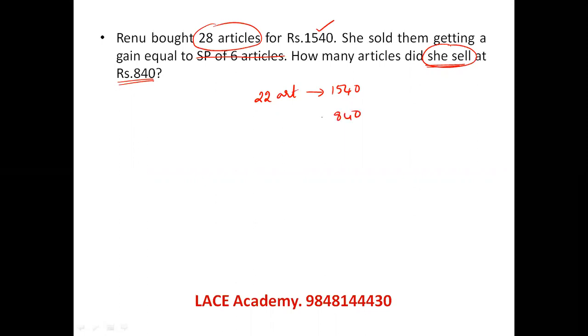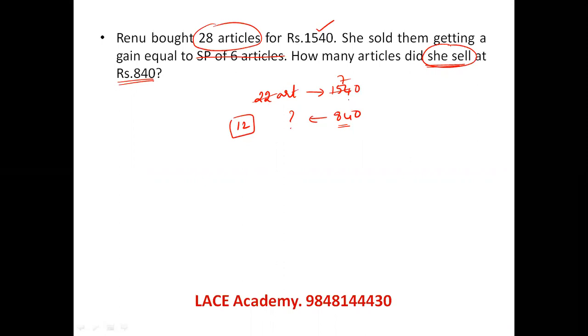Then at 840, how many articles are sold is the question asked. If you cancel with 22, 22 sevens is 154. So what sevens is 84 is the question. So what sevens is 84? 12. So 12 articles are sold at 840 rupees. Very straightforward question.